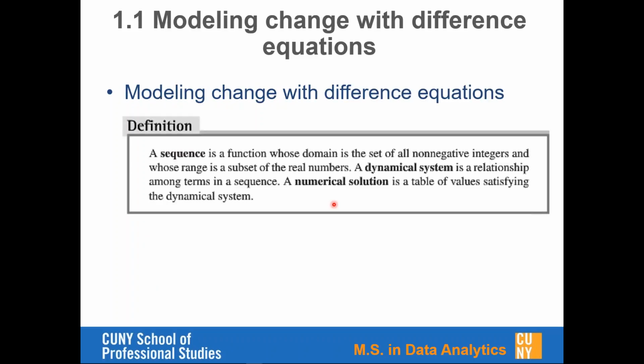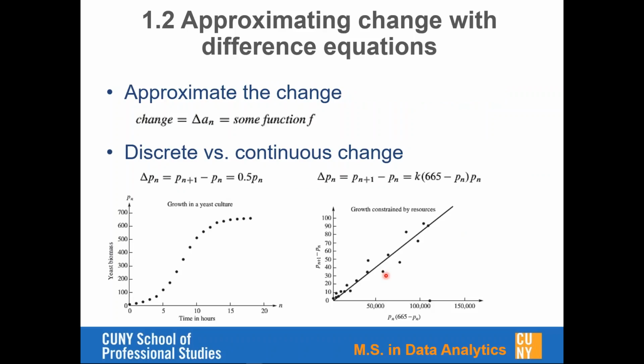Very similarly, a sequence is a function whose domain is the set of all non-negative integers and whose range is a set of real numbers. A dynamical system is a relationship among terms in a sequence, and a numerical solution is a table of values satisfying the dynamical system, which is really just a definition. If we continue, to approximate the change, delta An is some sort of function f. And then discrete change versus continuous change is straightforward.